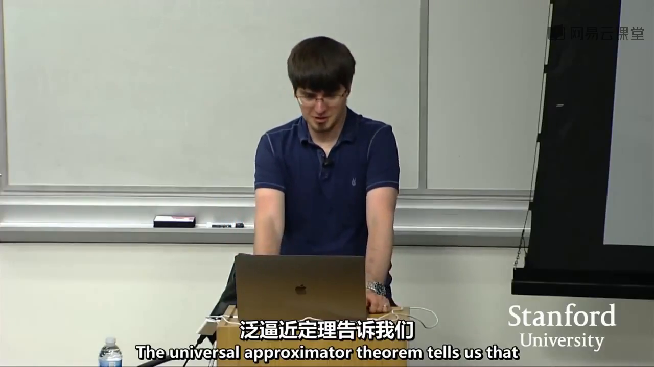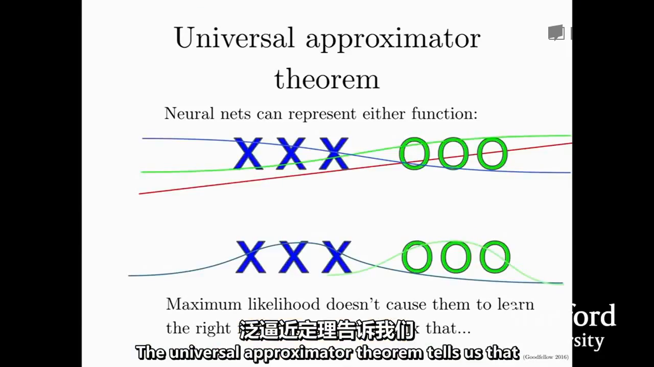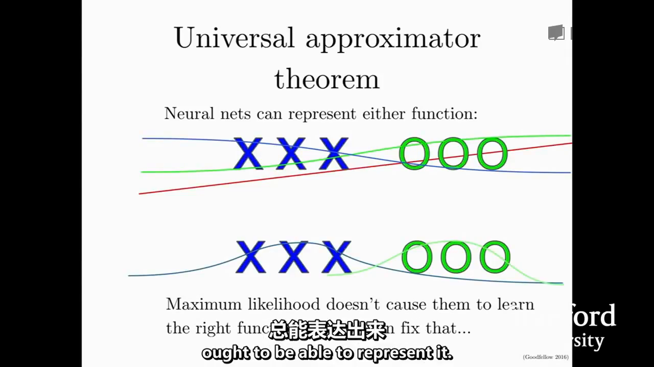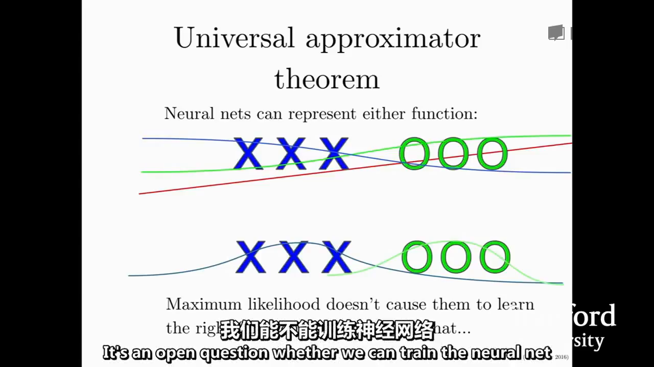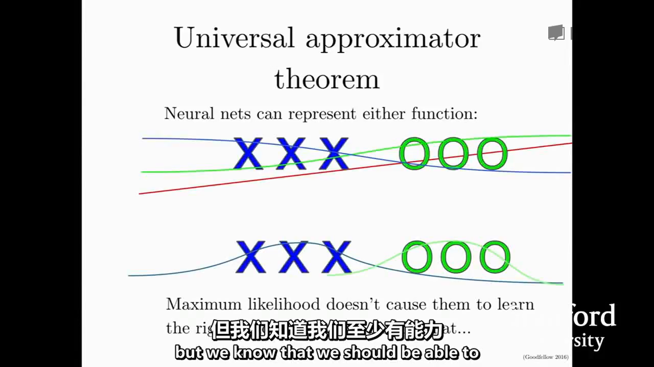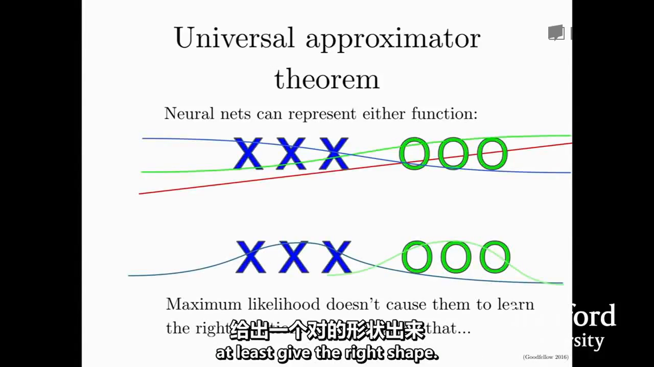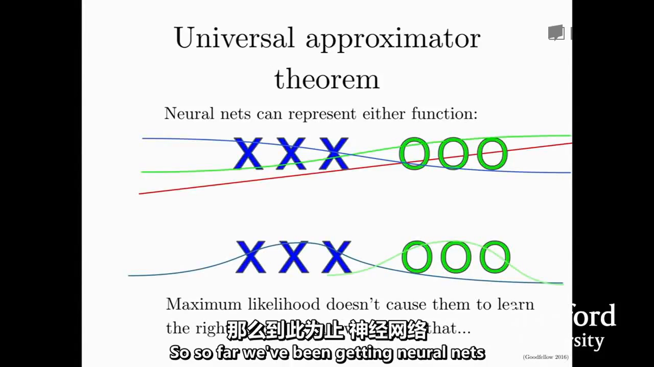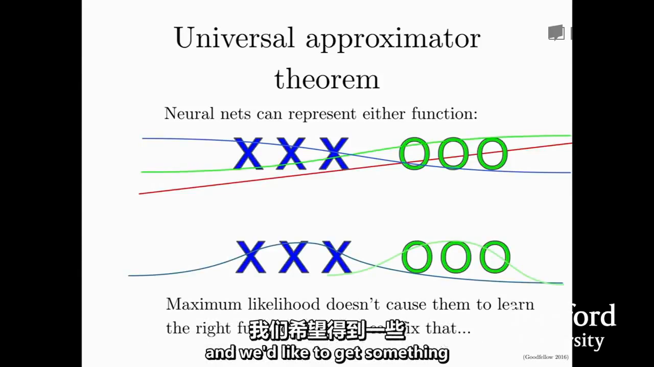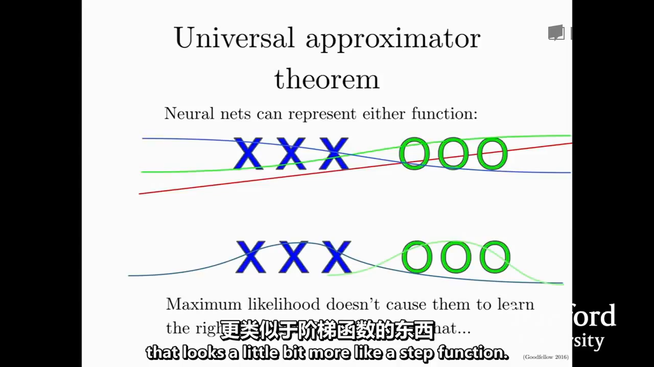The universal approximator theorem tells us that whatever shape we would like our classification function to have, a neural net that's big enough ought to be able to represent it. It's an open question whether we can train the neural net to have that function, but we know that we should at least be able to give the right shape. So far we've been getting neural nets that give us these very linear decision functions, and we'd like to get something that looks a little bit more like a step function.